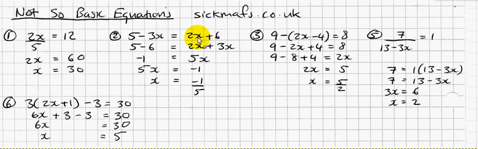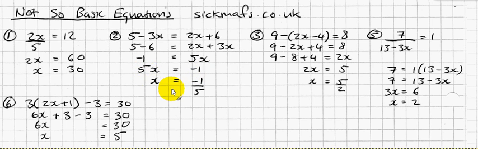So I've got the 2x plus 3x on this side, and move that plus 6 to the other side, which makes it minus 6. So altogether I've got 5 minus 6 on this side and 2x plus 3x on that side, which gives me minus 1 simplified here, and 2x plus 3x simplifies to 5x. Another way of writing that is 5x equals minus 1.